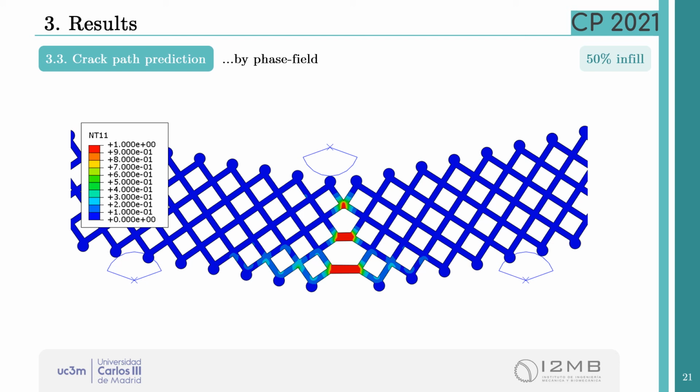Regarding the numerical models, this is the crack path prediction in the no-shell 50% specimen, simulated in Abaqus with the phase field implementation. As you see in the legend, red color corresponds to the value 1 of the phase field variable, or in other words, the failure of the material.